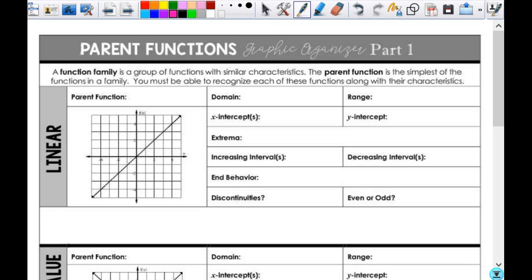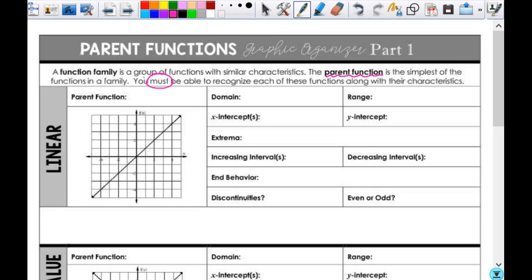So a function family is a group of functions with similar characteristics. The parent function is the simplest of the functions in a family. You must be able to recognize each of these functions along with their characteristics, by the graph, by the name, and by the equation itself. Some of you don't recognize them, and that's why you're having trouble with domain and range, and you're not sure if their asymptotes are there or not, because you don't even know what you're looking at. Okay, so we're going to do these together.